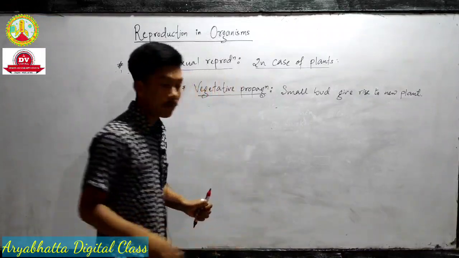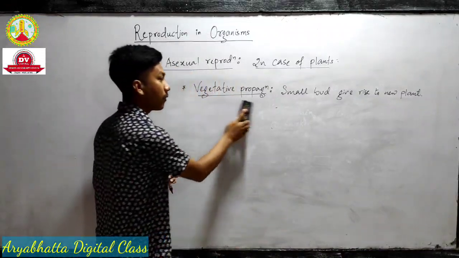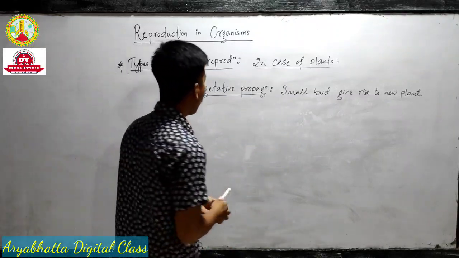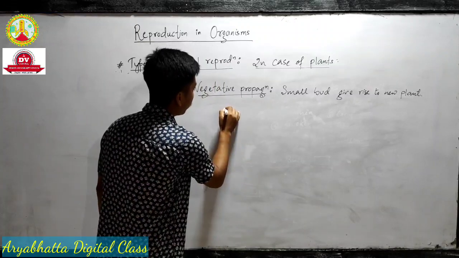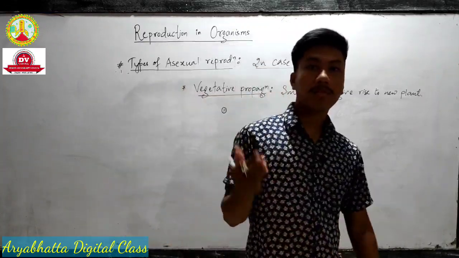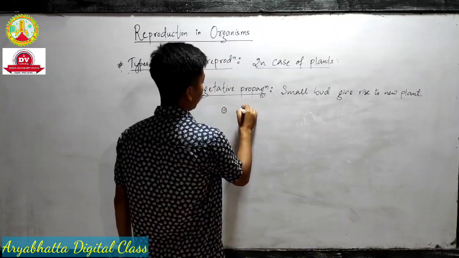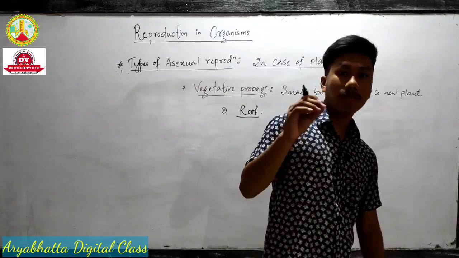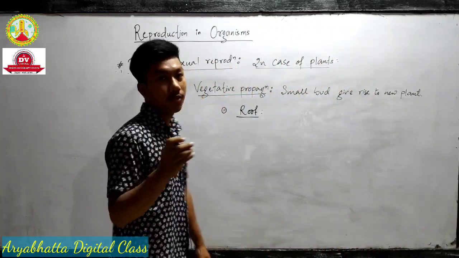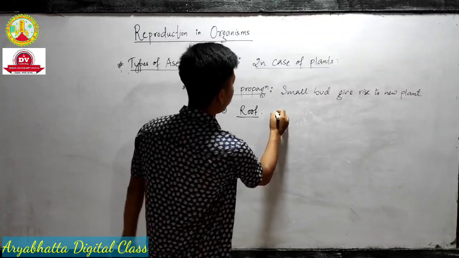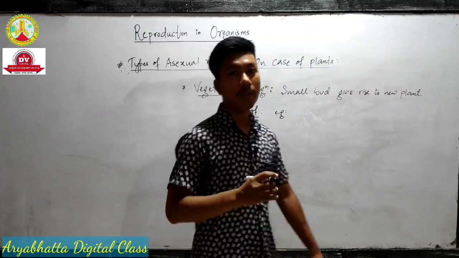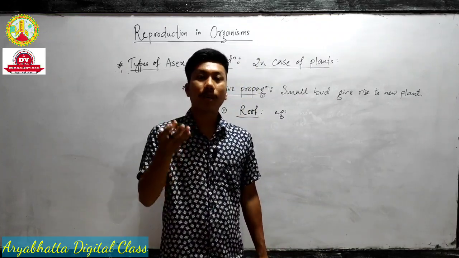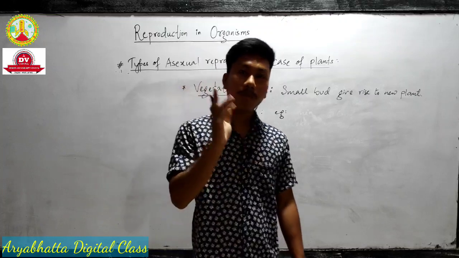Now in stem vegetative propagation, from the stem region a small bud gives rise to a new individual, and that comes under asexual reproduction. The next type of vegetative propagation is in the root region, when a bud gives rise to a new individual. Give me an example from the root region, in which plant body a small bud develops from the root and that bud gives rise to a new individual. Give me one very common example.